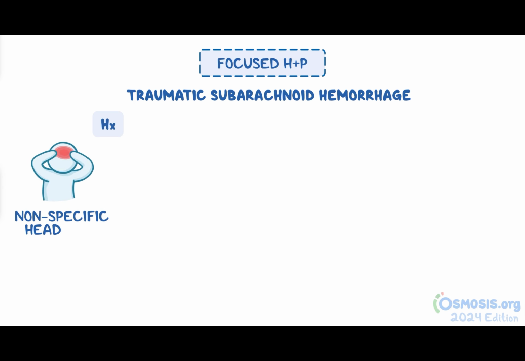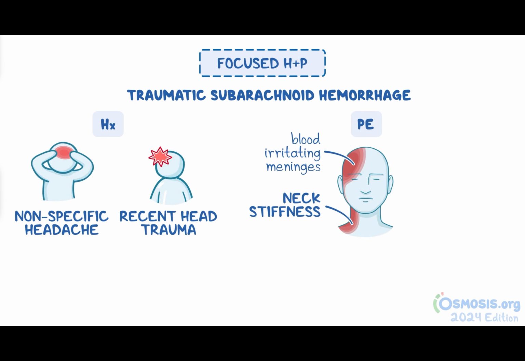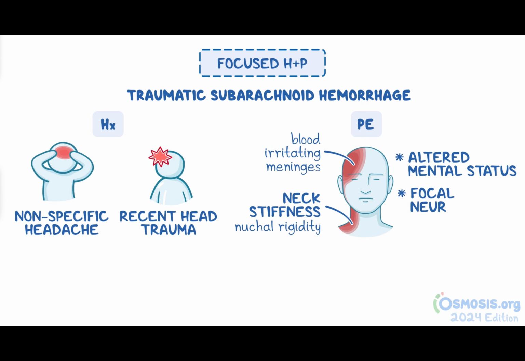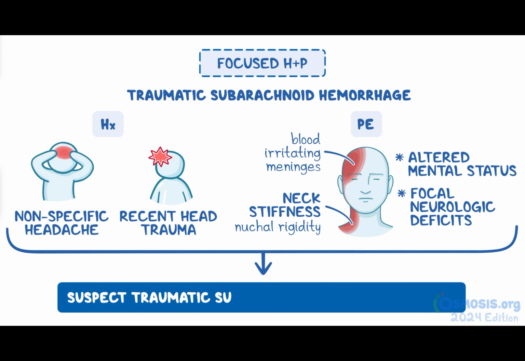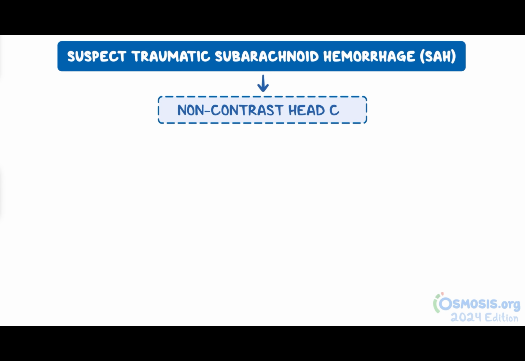First, let's focus on traumatic subarachnoid hemorrhage. In this case, your patient will usually report a non-specific headache and recent head trauma. Next, the physical exam will reveal neck stiffness due to blood irritating the meninges, also known as nuchal rigidity. Additionally, your patient might present with altered mental status and focal neurologic deficits. With these findings, you should suspect traumatic subarachnoid hemorrhage, so immediately order a non-contrast head CT.